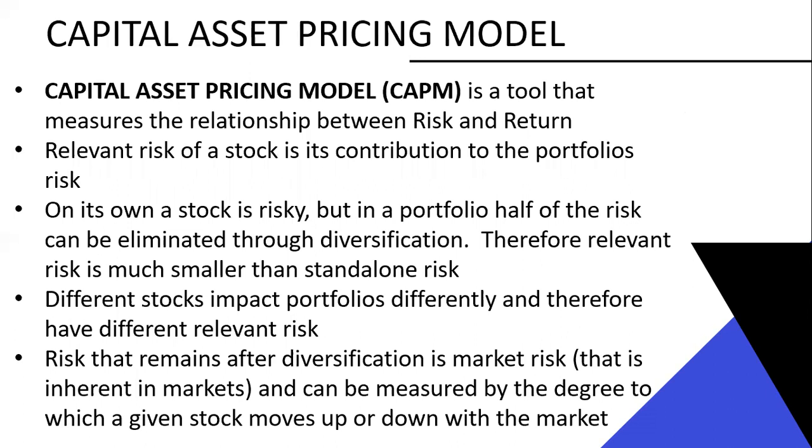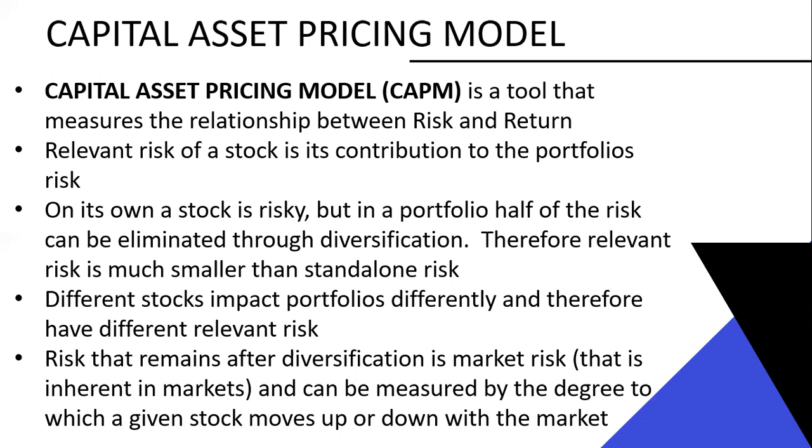Okay, next I'm going to talk to you about CAPM, also known as the Capital Asset Pricing Model. This is a tool that measures the relationship between risk and return. As you've seen so far in this chapter, we have spoken about risk and we've spoken about return. We spoke about it for standalone assets. We also spoke about it for portfolio assets. But if we want to see the relationship between risk and return, for that, we need to use CAPM.